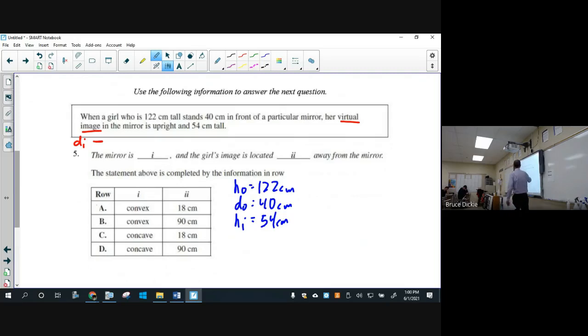We want to find out where the image is located. We want to find DI. Then we want to find out what type of mirror we have. If you're going to do this with a calculation, DI is not going to tell me what type of mirror it is. F is going to tell me what type of mirror it is, positive F versus negative F. Okay, so let's find DI first. HI over HO equals negative DI over DO. That's the magnification equation, right? HI, 54 over 122.